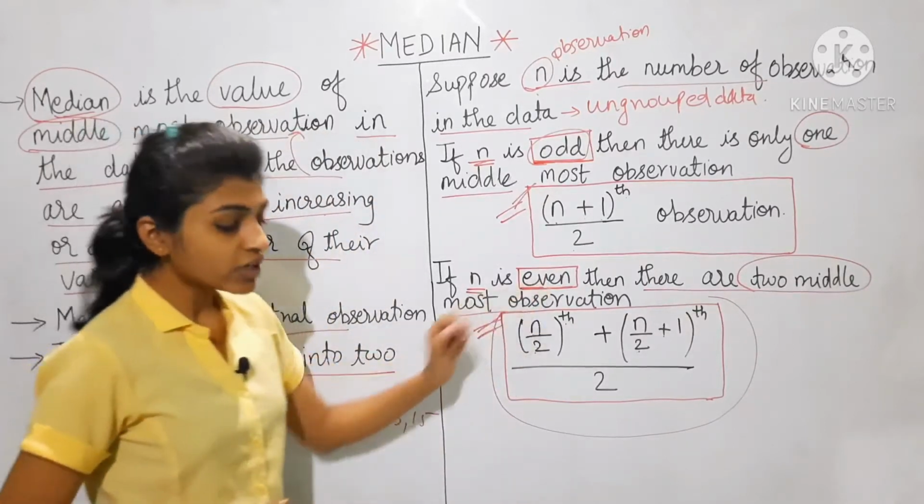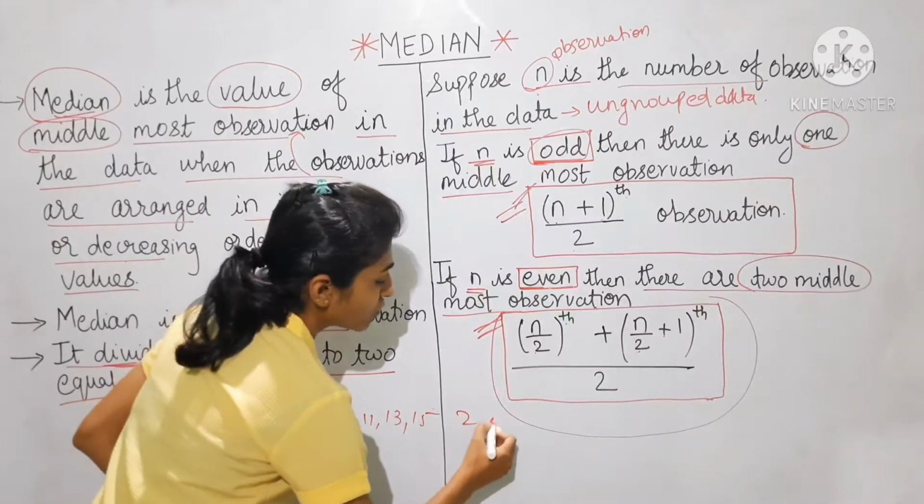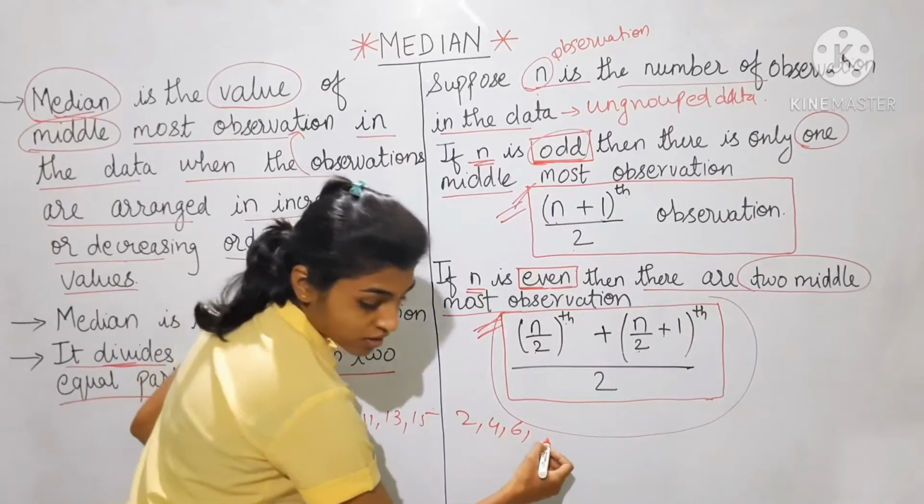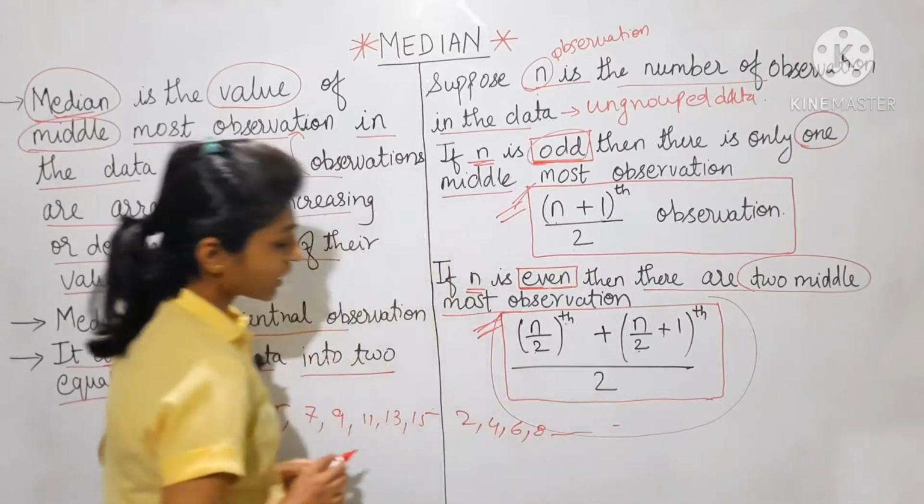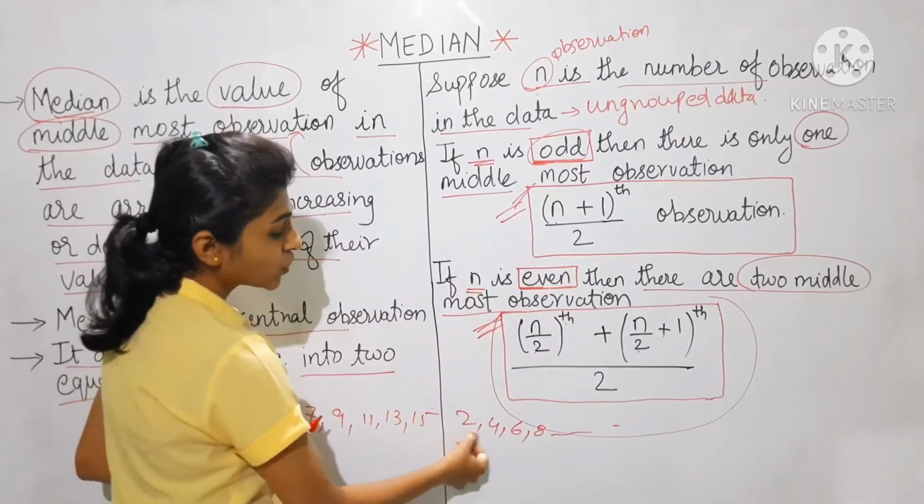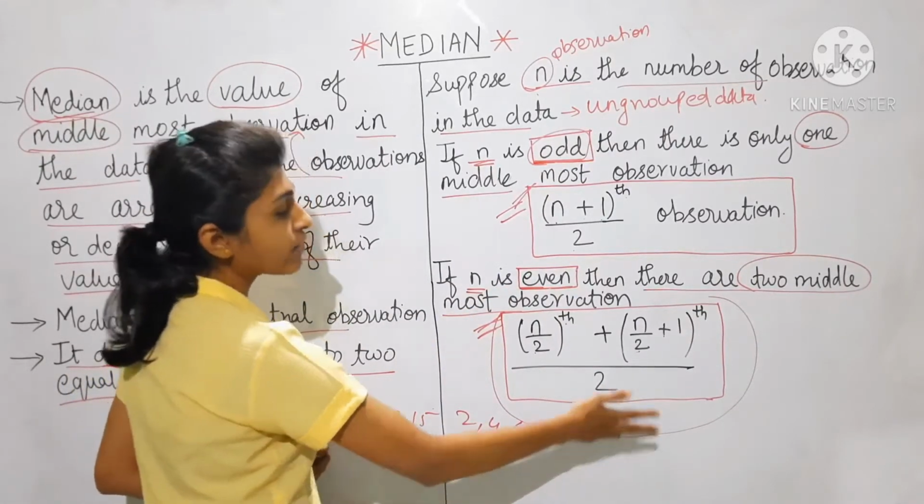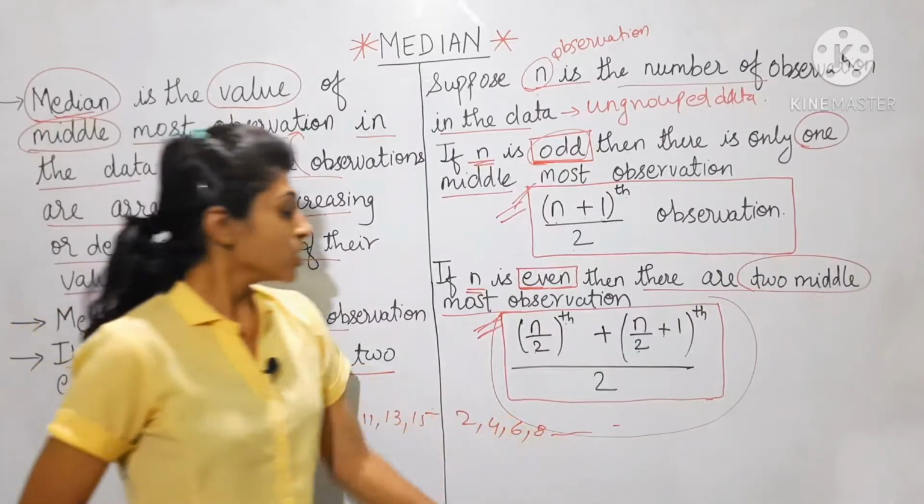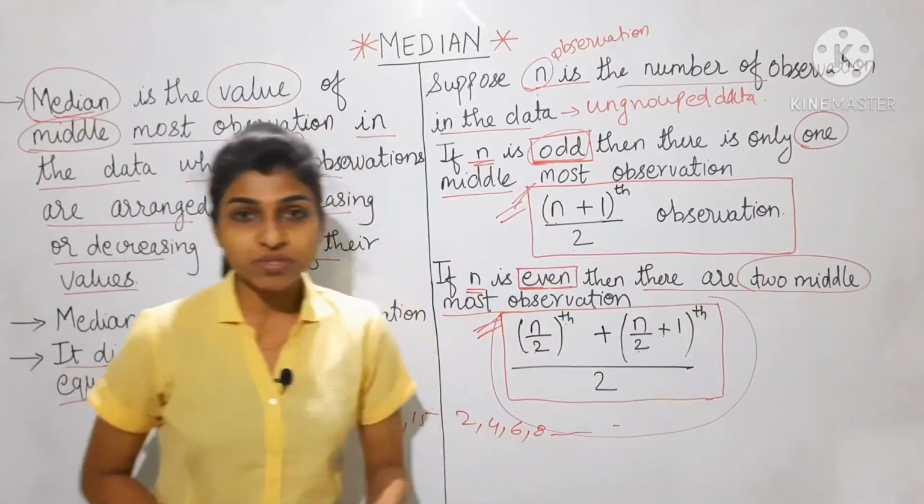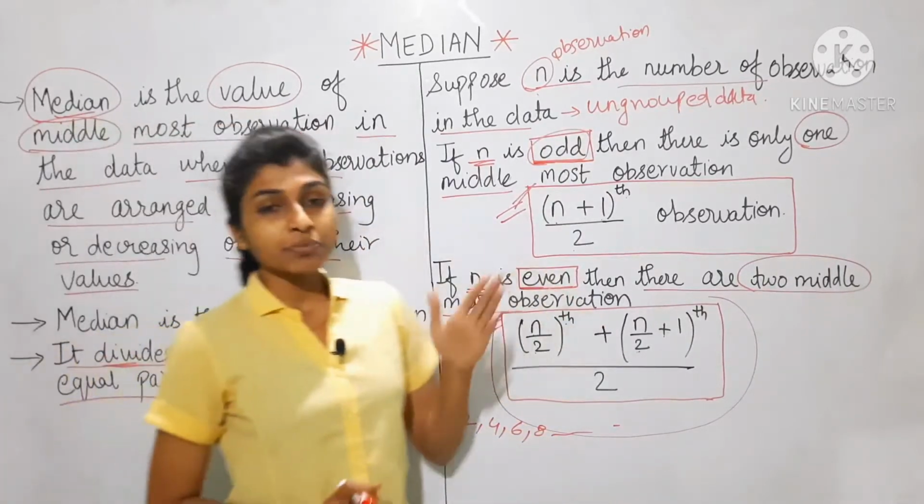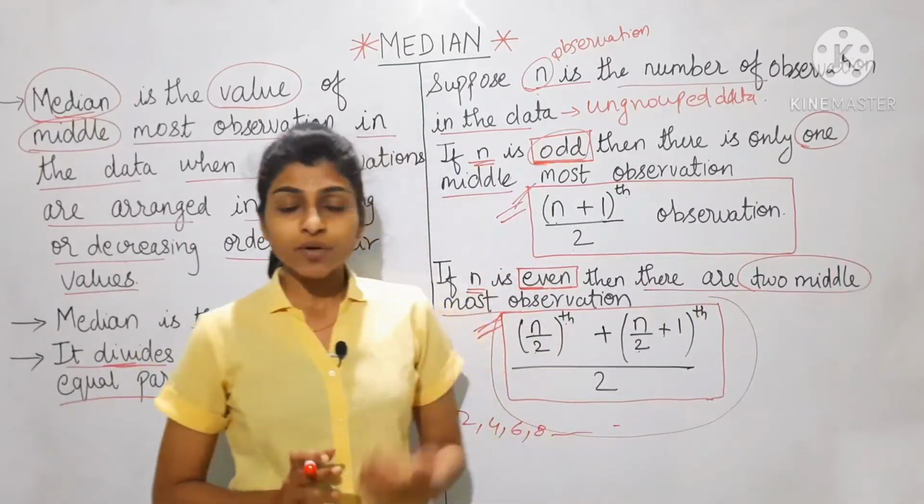Even numbers are like 2, 4, 6, 8 and so on. So just remember, to calculate the median it is very important to arrange the data first.